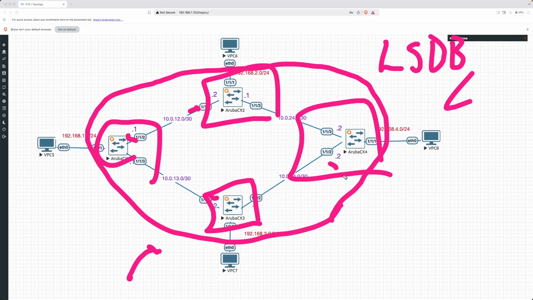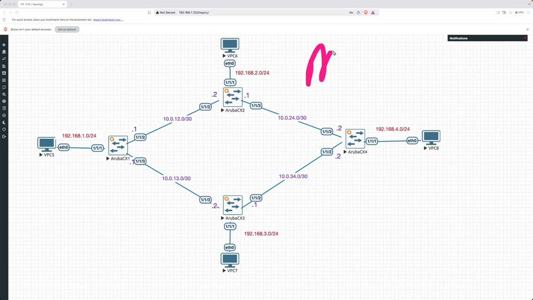Now, in an upcoming skill, we'll talk about actually creating multiple different areas in OSPF and why we would do this.